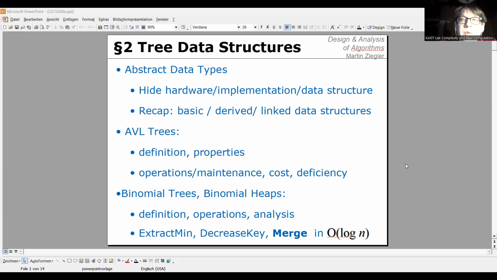Thus, we have finally found an efficient data implementation of the priority queue data type. Priority queue with emphasis on extract min, decrease key, and merge operation, which was one of the keys to Prim's algorithm.